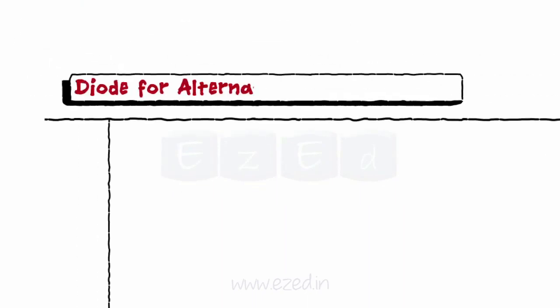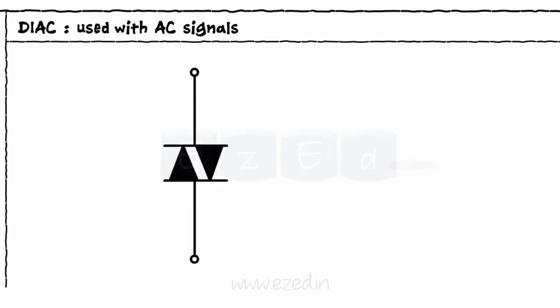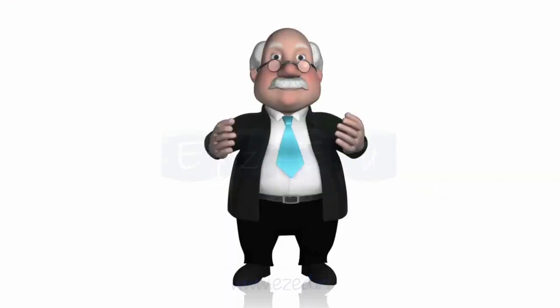The next thyristor is the DIAC. Diode for alternating current is the diode that is used with AC signals. The DIAC is a structure with two p-n regions connected as shown. Both the terminals of the DIAC act as anodes, anode 1 and anode 2.